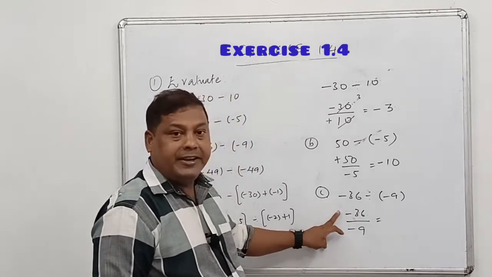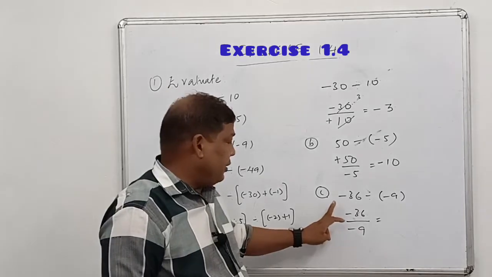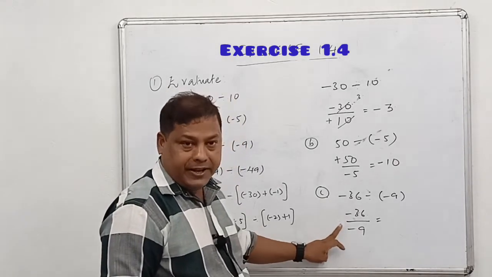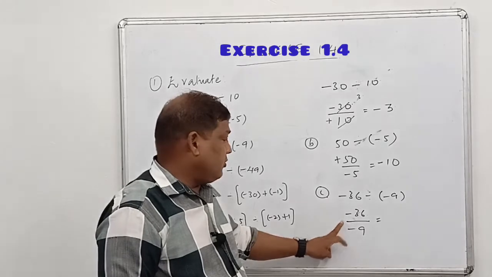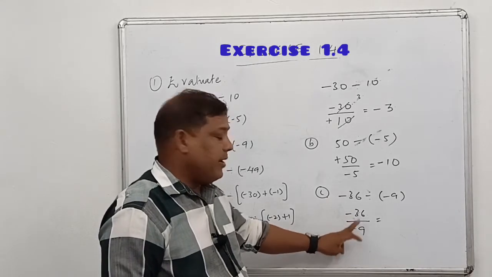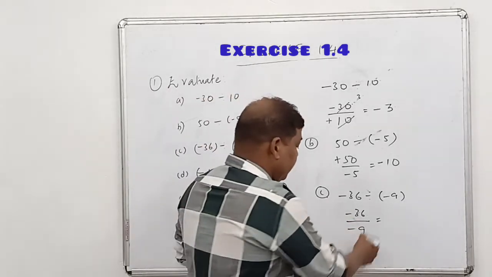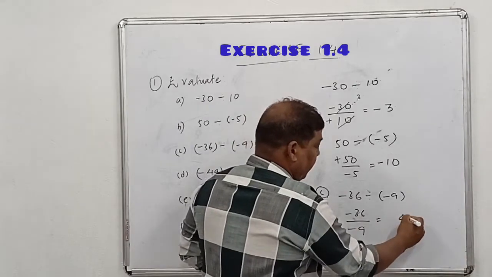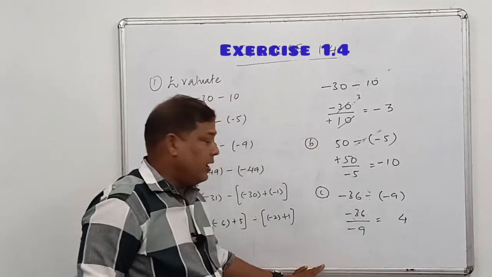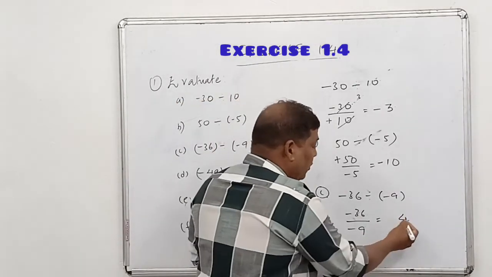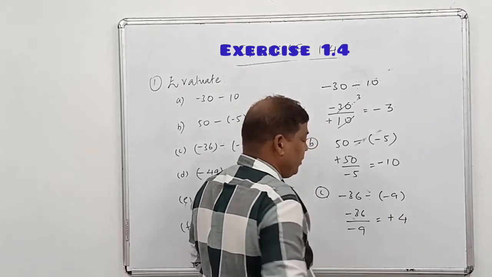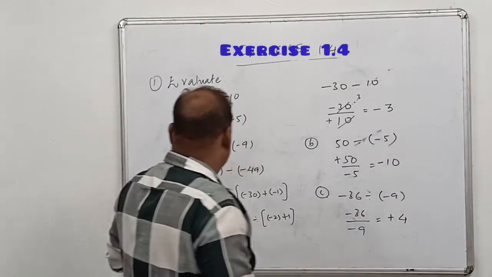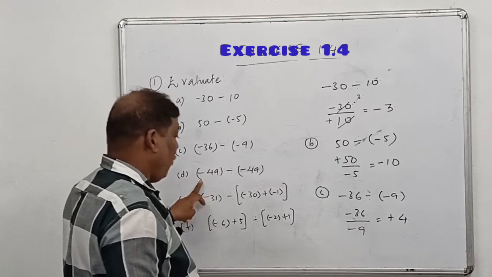When we divide a negative integer by a negative integer, first of all we divide them as whole numbers. That is, 9 4s are 36, so 4 is the quotient, and you put a positive sign before the quotient. Now we'll see the fourth one.